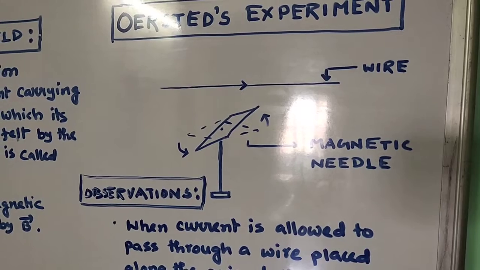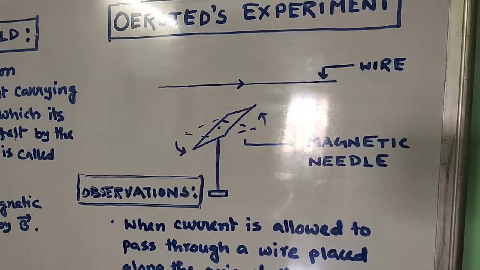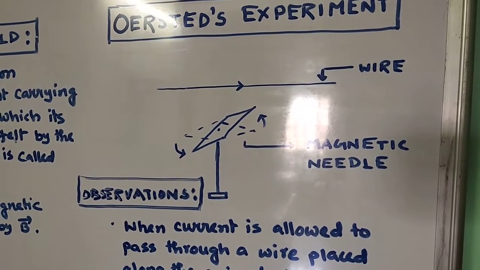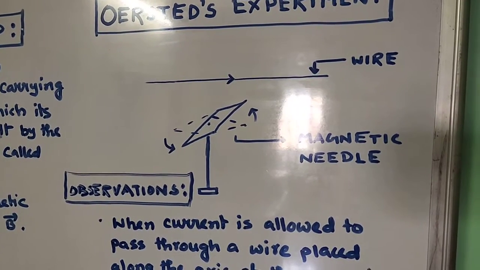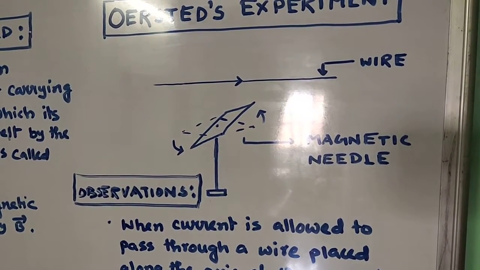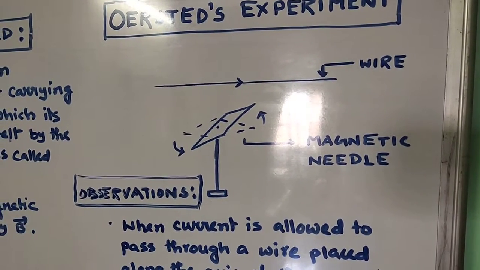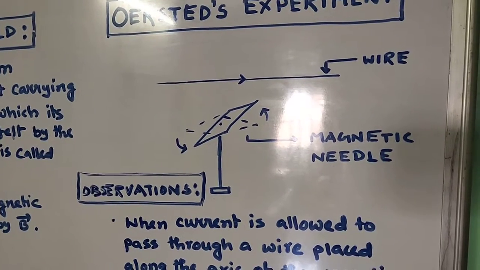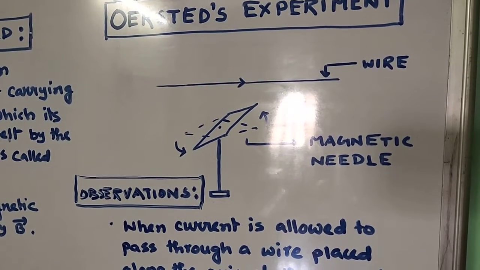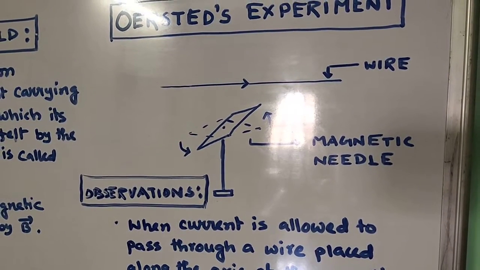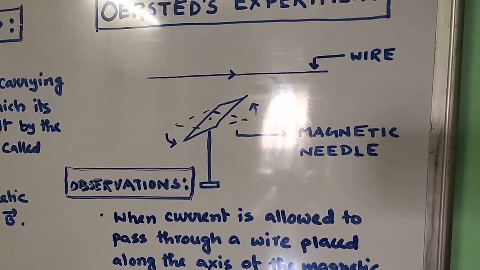Now when you send the current, the needle moves from the dotted position to the deflected position, and the needle deflects only when there is a magnetic field. So definitely some magnetic field is produced near the current carrying wire, because the needle is very close to the wire, and that magnetic field deflects the magnetic needle. If you send the current in the opposite direction, you will see that the deflection is also opposite. So this experiment confirms that whenever there is a current, there is a magnetic field.